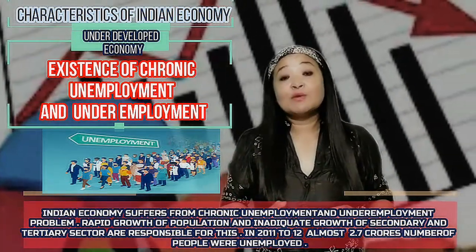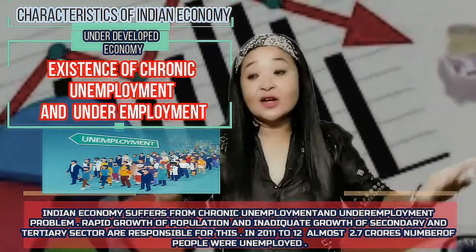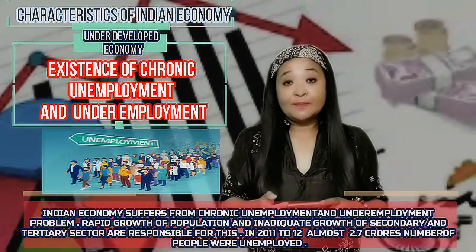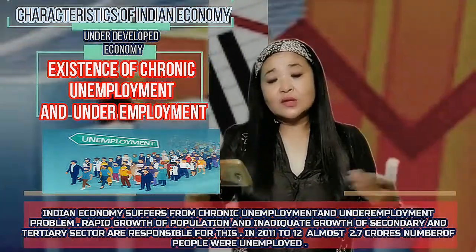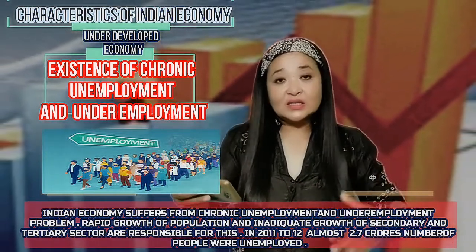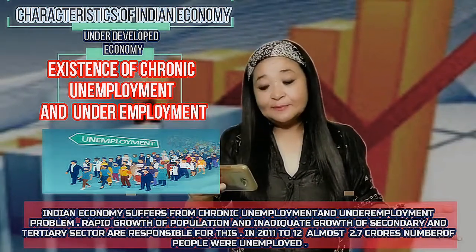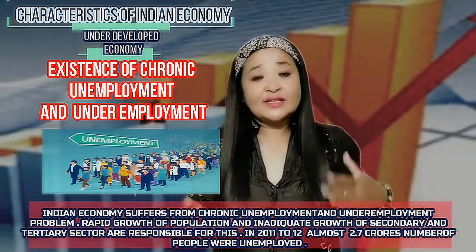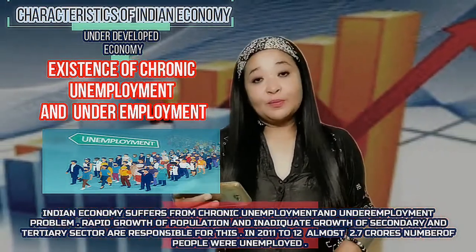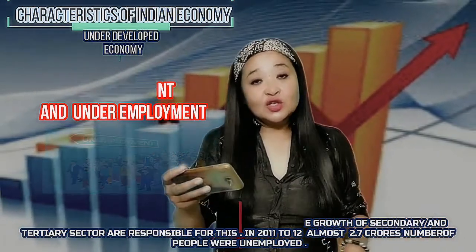So what happens? Maximum people have to adopt agriculture as their livelihood. But in agriculture also, how many can it absorb? You understood? So these are some of the factors, like population and inadequate development of the secondary and tertiary sector, which have created the unemployment and underemployment problem in India. Okay, now let's switch to the next point.